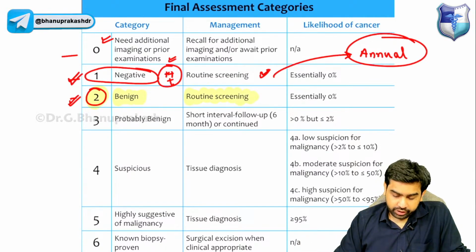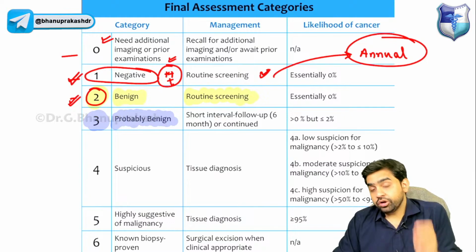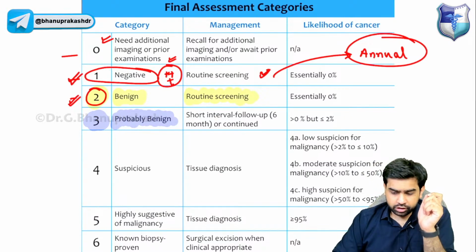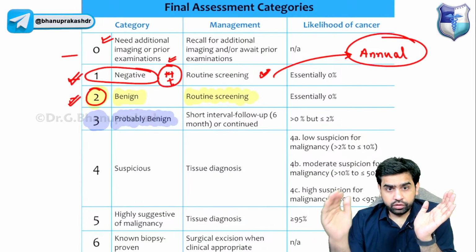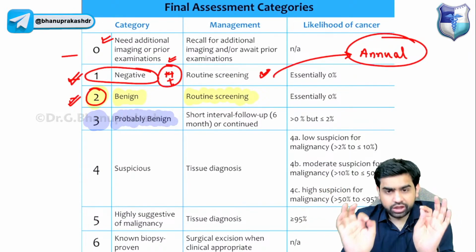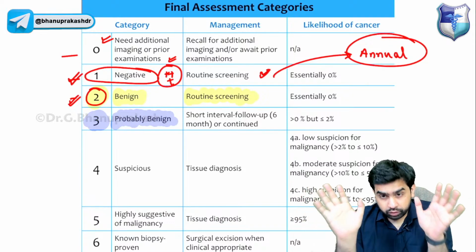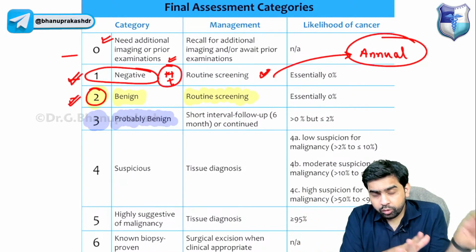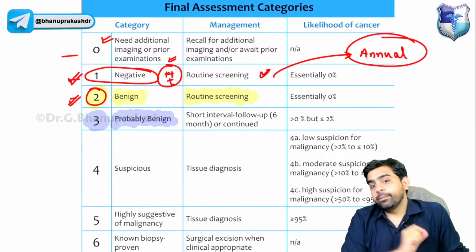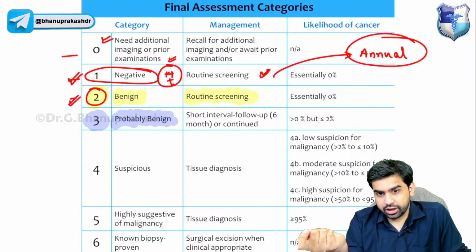Now, this is interesting. There is something called BI-RADS 3. What is BI-RADS 3? This is what is called probably benign. What do you understand by probably benign? There's a very, very slight chance that it might be malignant, but there is a very, very high chance that the lesion is in favor of a benign category. But you cannot completely rule out malignancy.